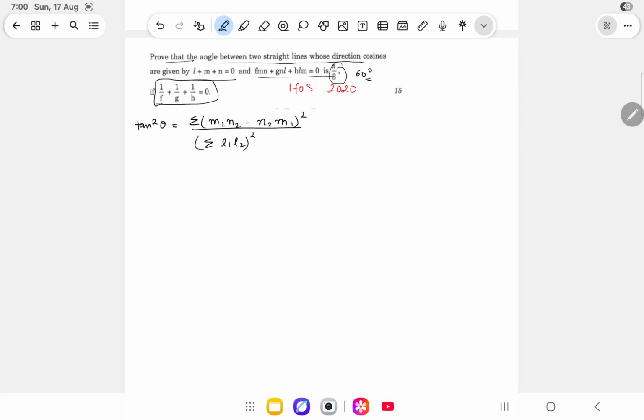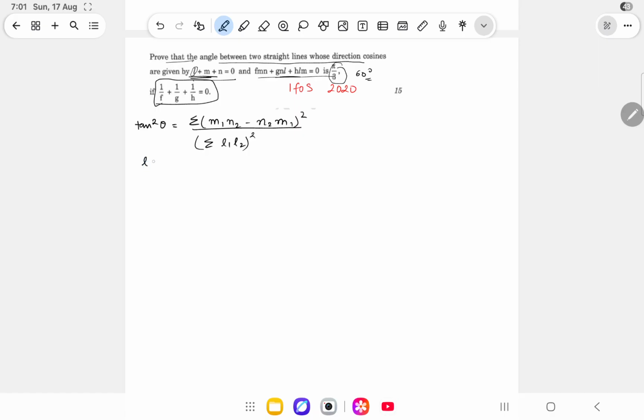So if we can just find the value of m1 n2 minus n2 m1, then we can just substitute these values in this equation. Like we did in the previous question, we'll substitute the value of one coefficient, one direction ratio, from this equation into this equation, and then get a quadratic equation, and then we'll solve it forward. So later just substitute the value of L from this equation in this equation.